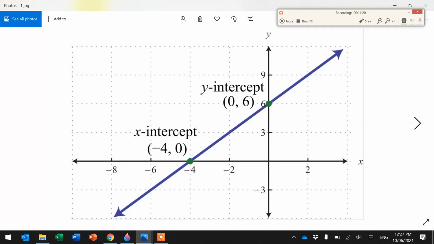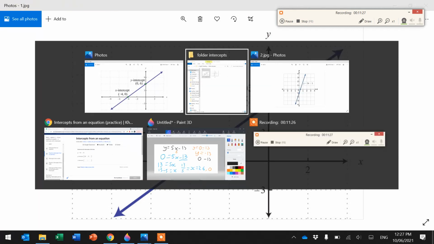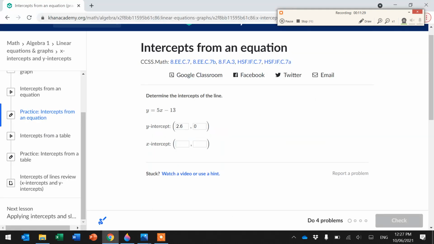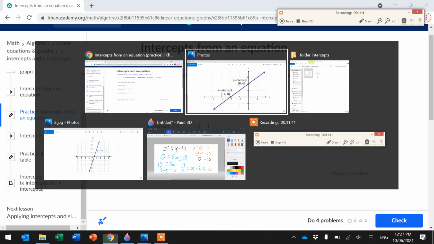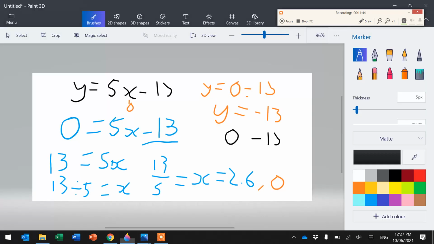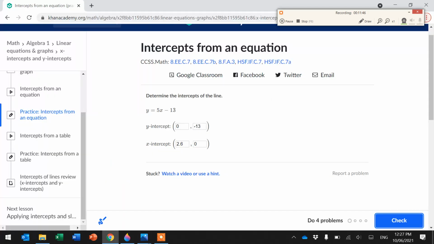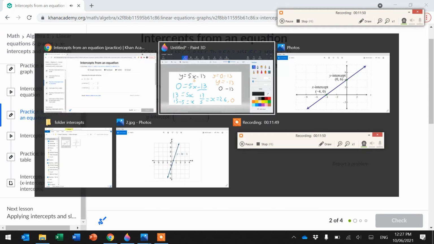I'll open it. So when we're looking at the x-intercept, we've got to make sure that our second number, the y value, is the one that is 0. X-intercept, the second number will be 0. It can be easy to get it confused. So 2.6 and 0, and I believe this was 0 and negative 13, was it? Yes. There we go. Next one.